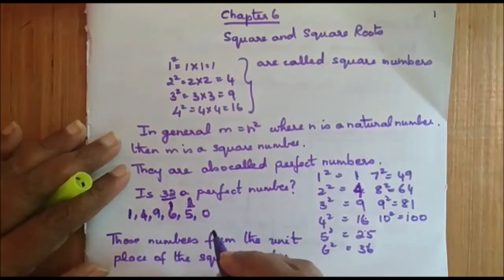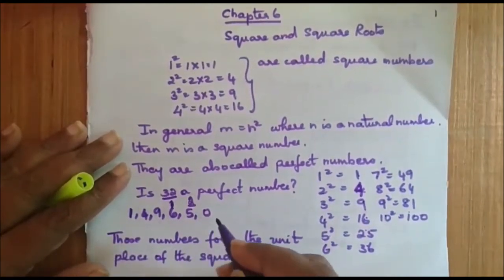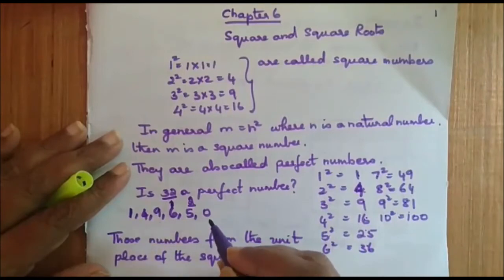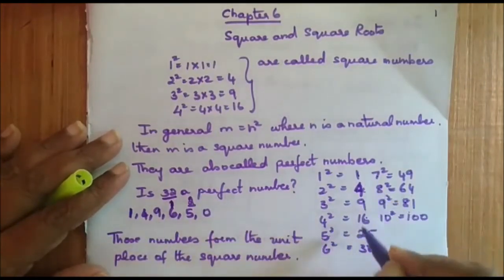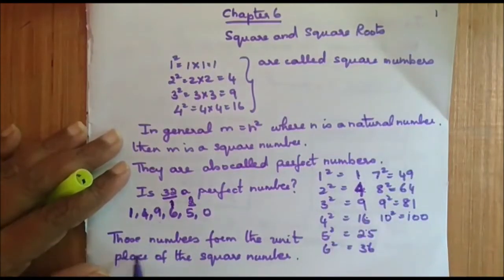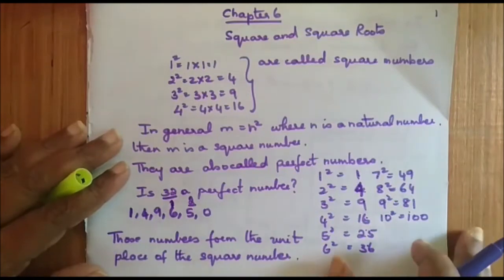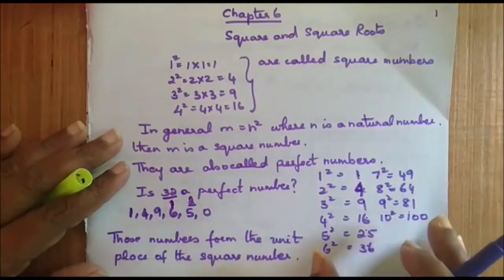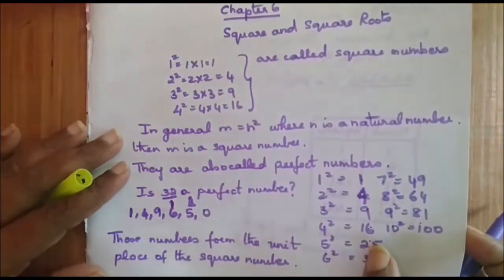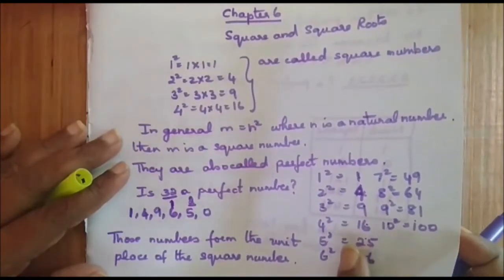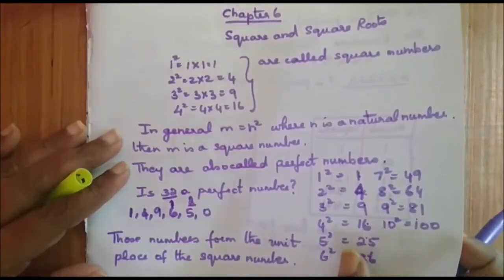So these numbers 1, 4, 9, 6, 5 form the units place, or the ones place, of the square numbers that we obtained so far. I hope you understand. Therefore, these numbers form the unit place of the square numbers. So, these numbers only get repeated again and again. You don't have numbers like 7, 8, 2, 3 as the units digit in a square number.